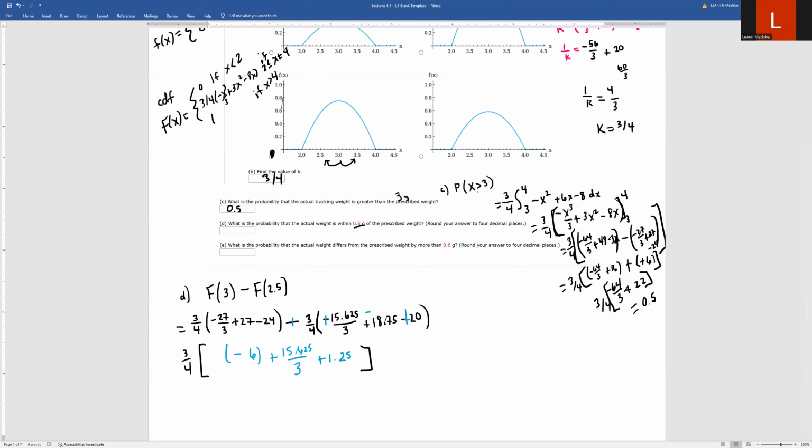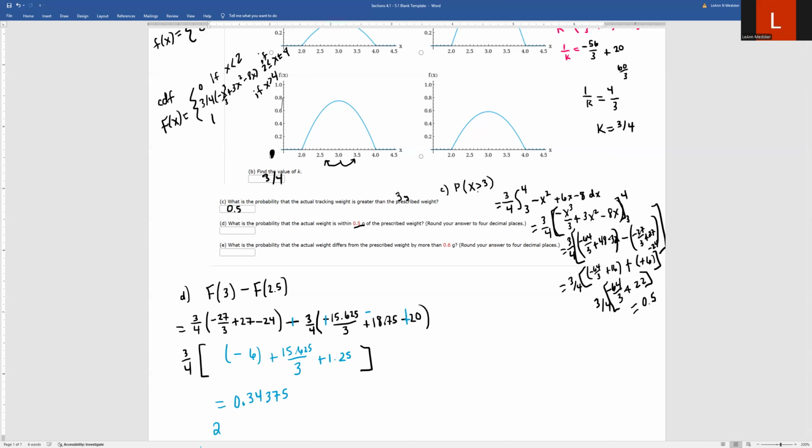Okay. Now we're going to work this out. So if you do the fraction part first, that'd be 15.625 divided by 3. And then we're going to add to that 1.25, and we're also going to add the negative 6. That gives me some really long decimal inside my bracket. It's like 0.4583 repeating. I'm not going to write that down because we're just going to times that by the 3/4 or the 0.75 out front. So when I do that, this whole thing equals 0.34375. Okay. And then that is just the half. That's just from 2.5 to 3.